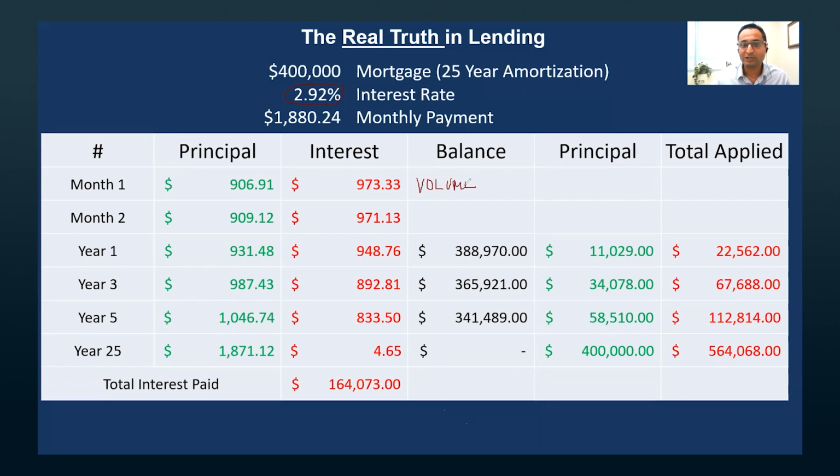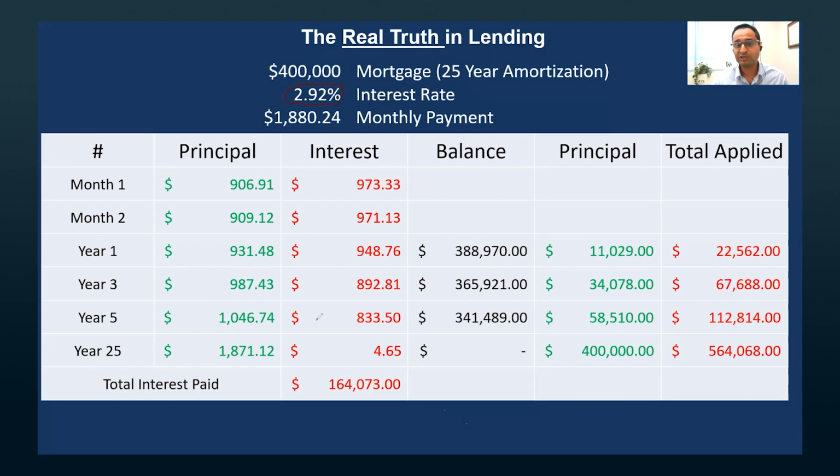Now, who's in control on this transaction? The family is doing all the work to make sure that the payment comes to the bank, but the bank is in control on all the transaction. If you fast forward to 5 years, the principal payment now is $1,046 for that month in the 5 year mark, and the interest payment is $833.